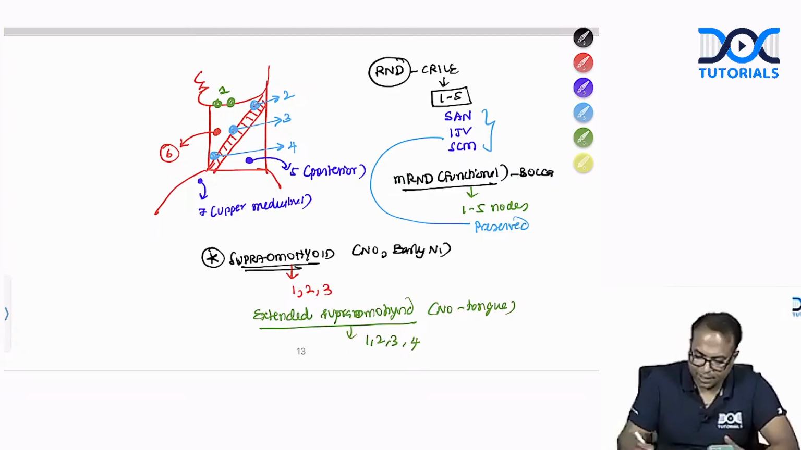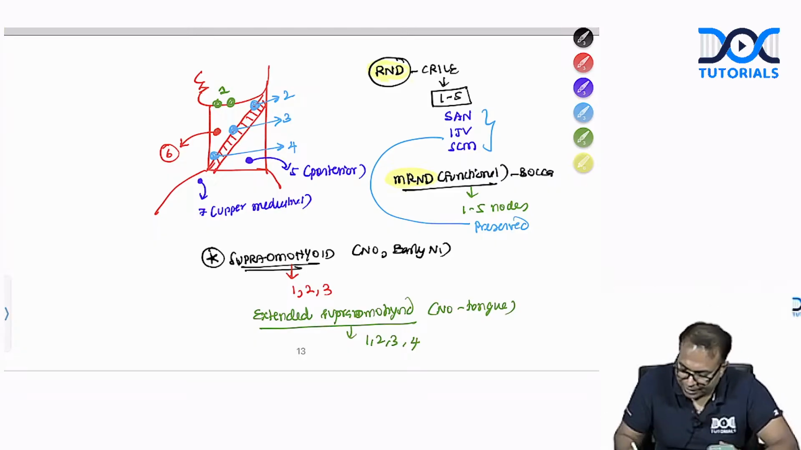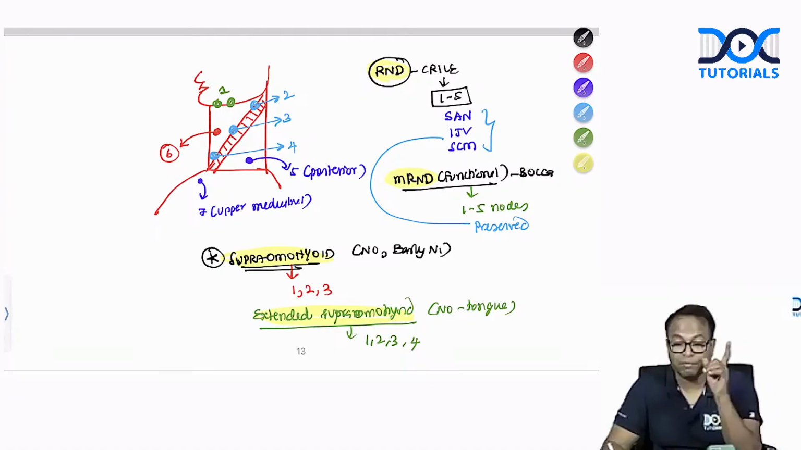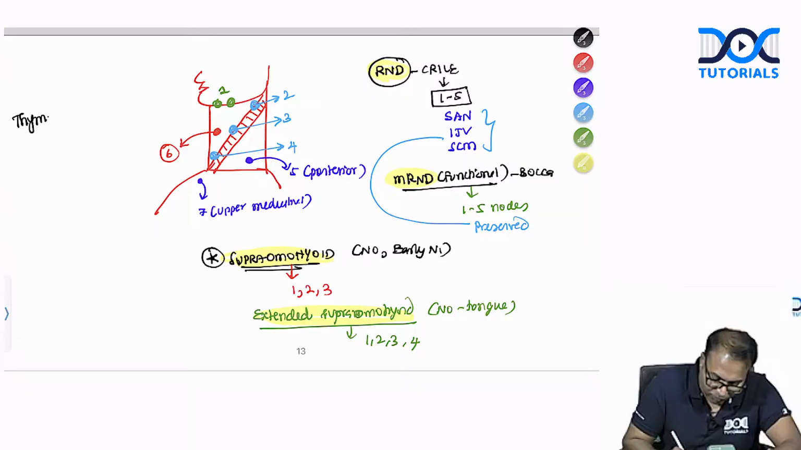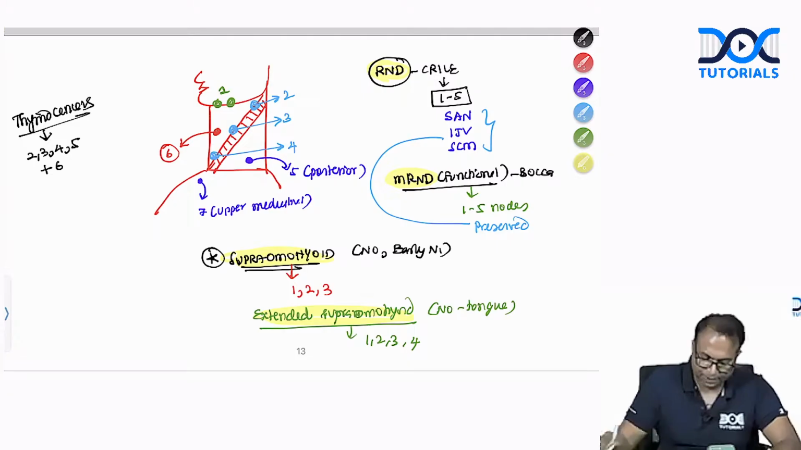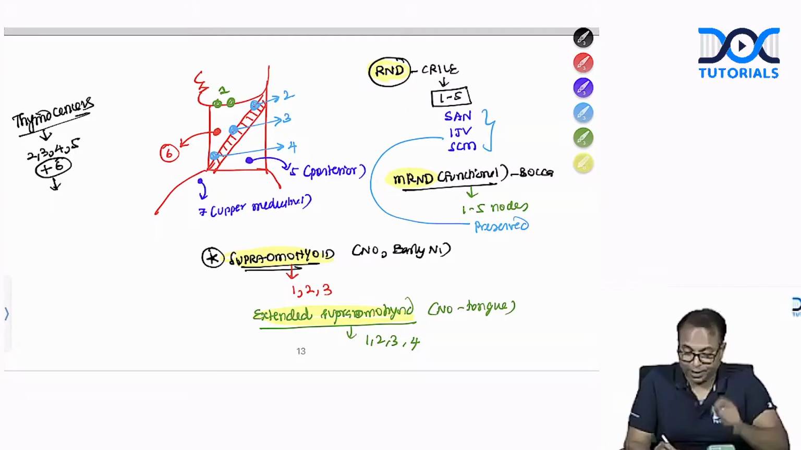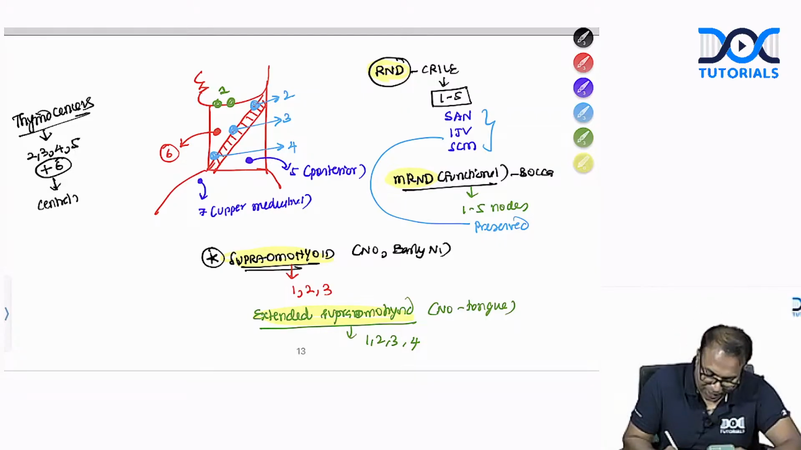So whatever I have discussed here, radical neck node dissection, modified radical neck node dissection, supraomohyoid dissection, extended supraomohyoid, all are related to oral cancer, not related to thyroid cancer. Don't get confused. In thyroid cancer, what are the levels of nodes removed? In thyroid cancers, we have to remove the nodes level 2, level 3, level 4, level 5 and plus 6. 6 should be removed in thyroid cancers like papillary cancer, medullary cancer. 6 is called as central neck node dissection. So in thyroid cancer, 6 should be removed.